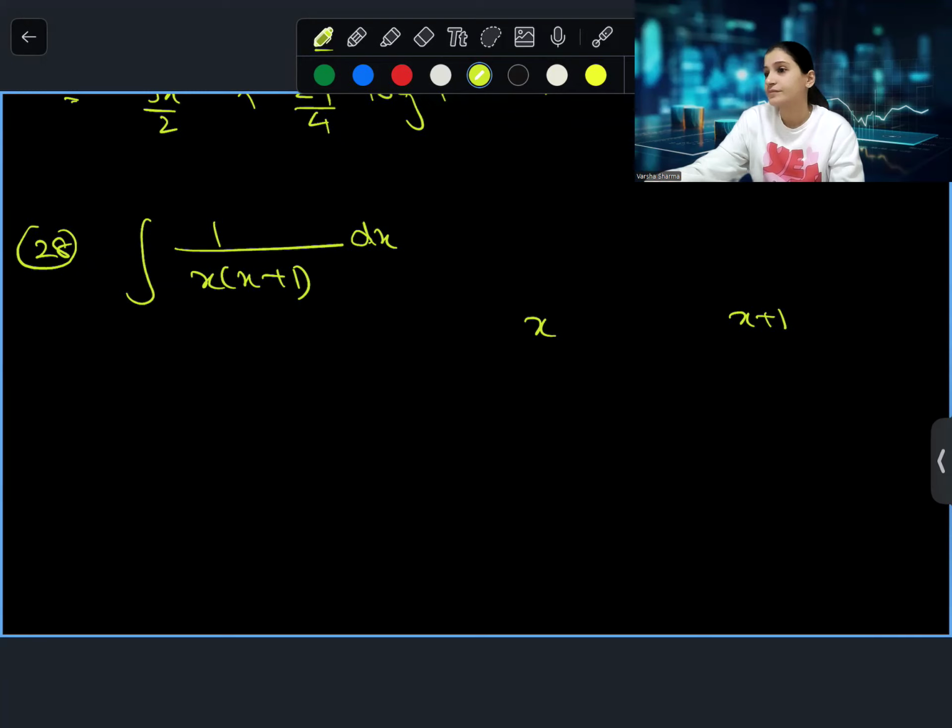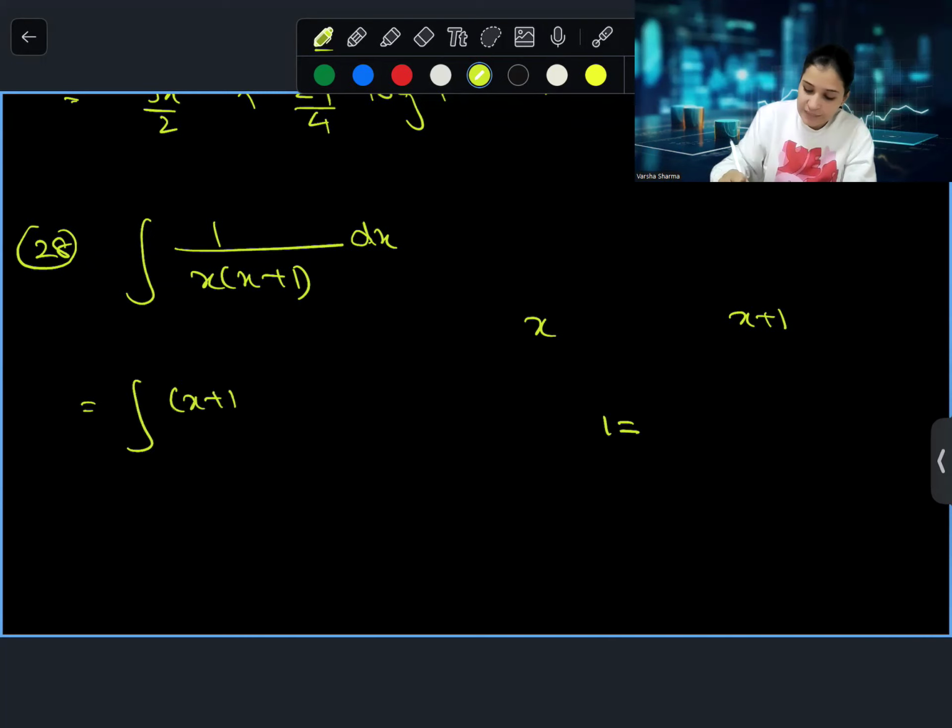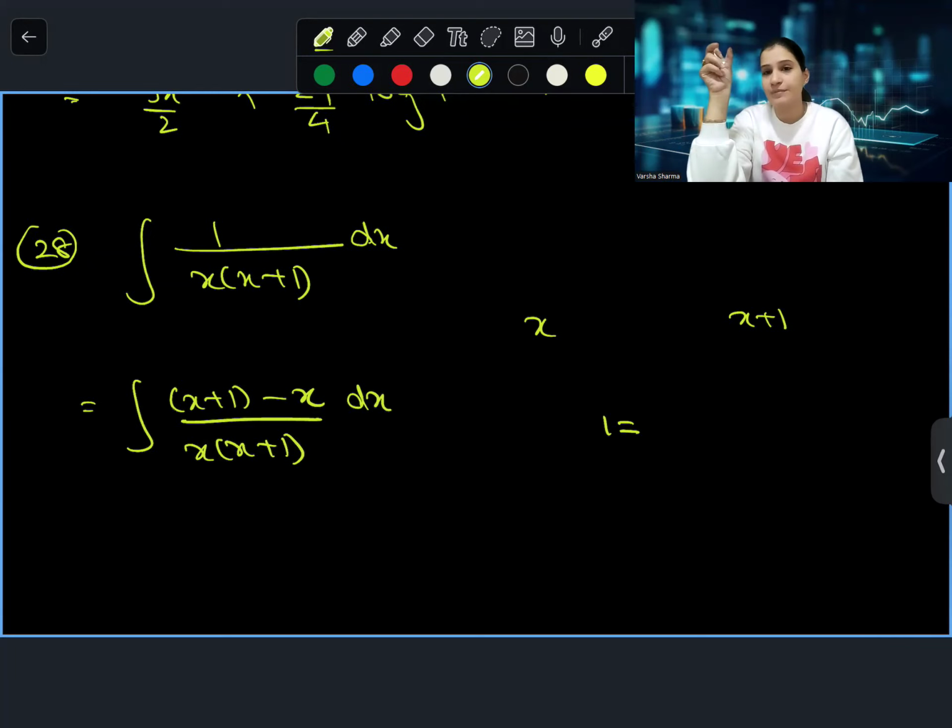Can I write my numerator as the sum, or difference, or product or division of my denominator terms? What can I do? Plus x minus x. I can do x plus 1 minus x. Can I do that? I have used the denominator terms, x and x plus 1, in order to get 1. Can I do this?